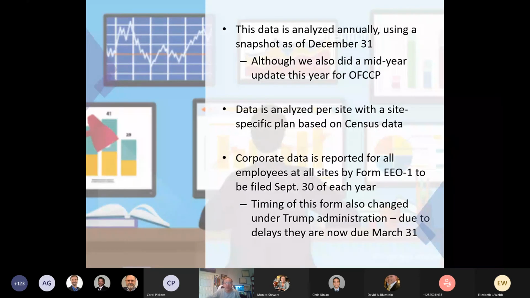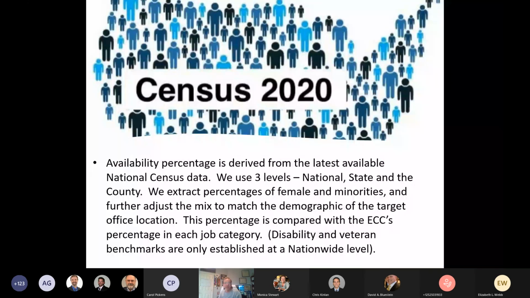And then once a year, our data goes in. Right now, we're still looking at 2010 census data, and that's what we're comparing to. Next year, obviously, we'll have some new data once the 2020 census data is announced. We do look at data on 3 different levels: national, state, and county. We look at it for a couple of different reasons.